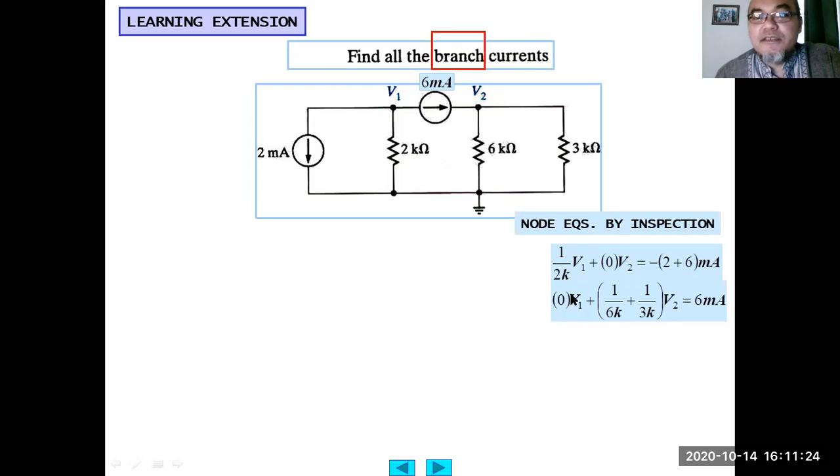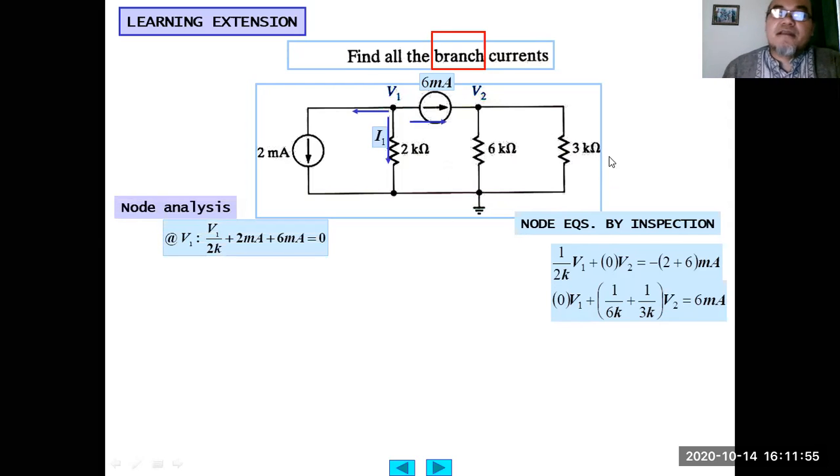So that's why we put 0 times V1 here, plus (V2 minus 0) divided by 6K plus (V2 minus 0) divided by 3K, equals negative 6 milliampere. We move the negative 6 milliampere to the right-hand side of the equation, and it becomes positive 6 milliampere. From here we can solve using Gaussian elimination or substitution, etc.